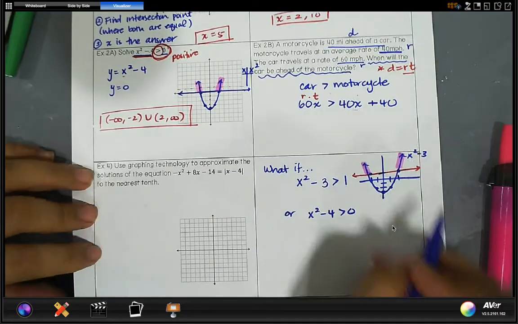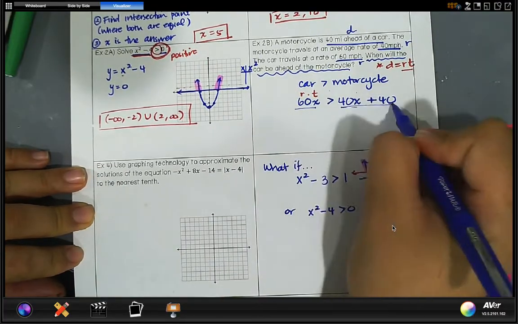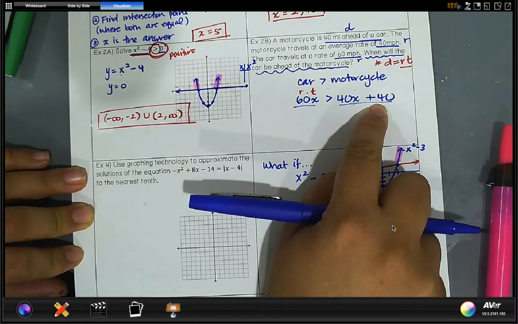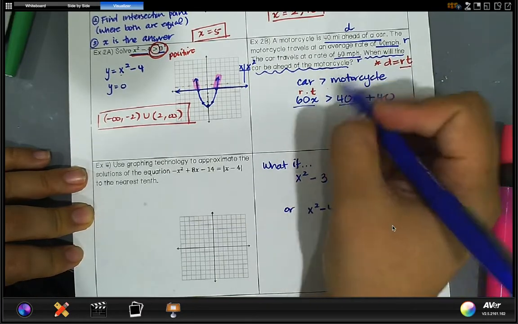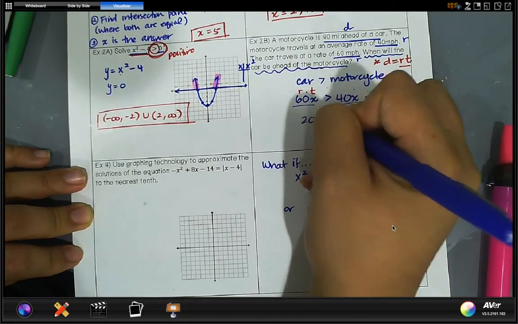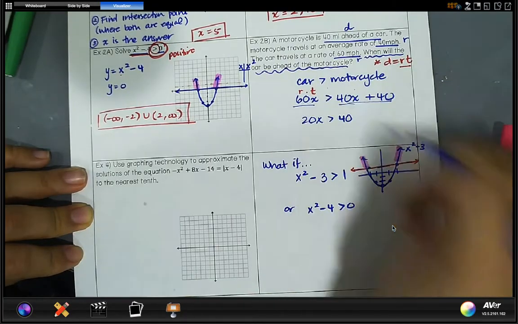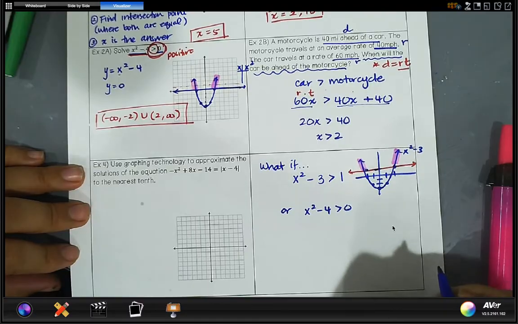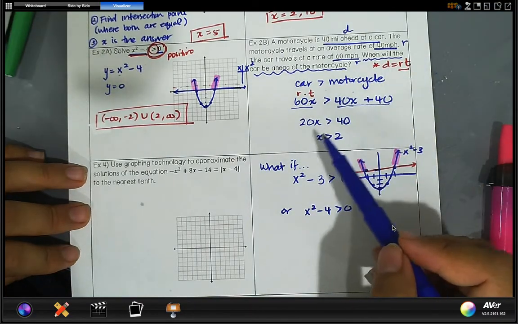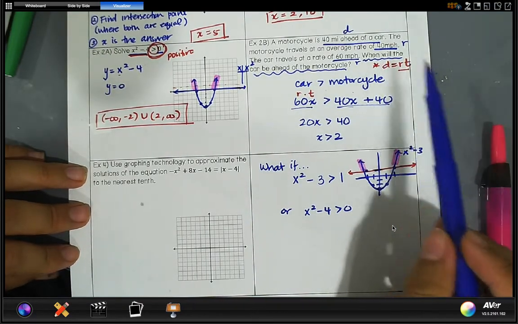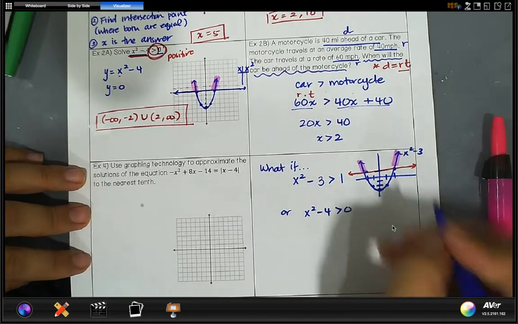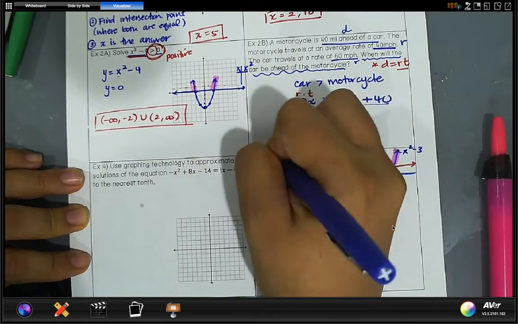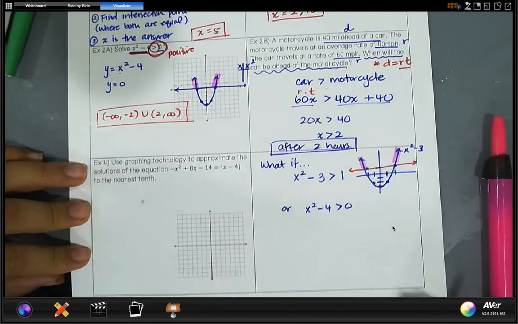Now from here, you could totally graph one side, graph the other, and see where this is above this. Or if I were to solve algebraically, I would subtract 40x, divide both sides by 20. But you can't answer the question with just x is greater than 2. It says, when will the car be ahead of the motorcycle? Well, in this case, we would have to say after 2 hours. You want to make sure that you're answering the question.